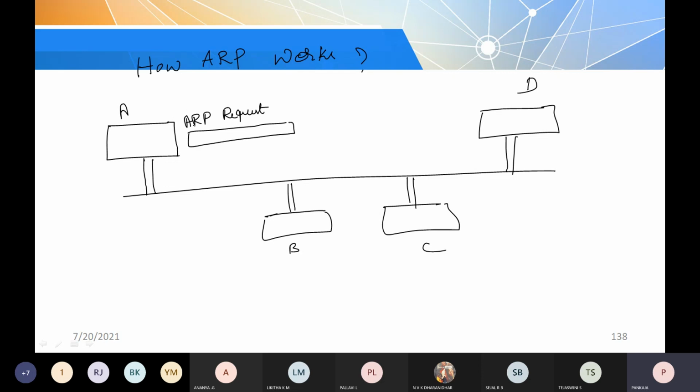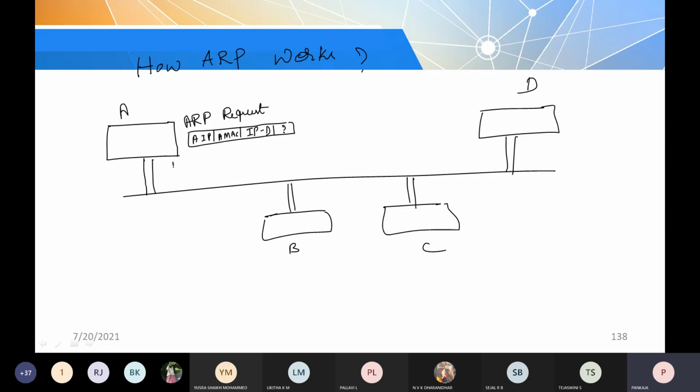Okay, so just for understanding purpose, I'll give an example. That is A's IP address, which I already told, and A's MAC address or physical address, you can tell. Then it knows the IP address of the destination D, but it does not know the MAC address. So to find this MAC address, it is going to send this ARP request.